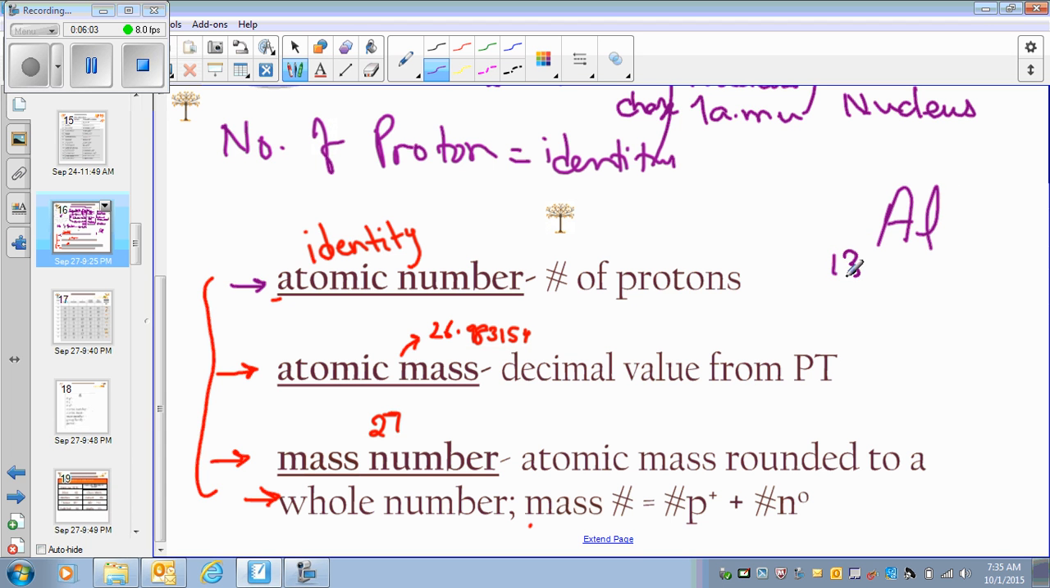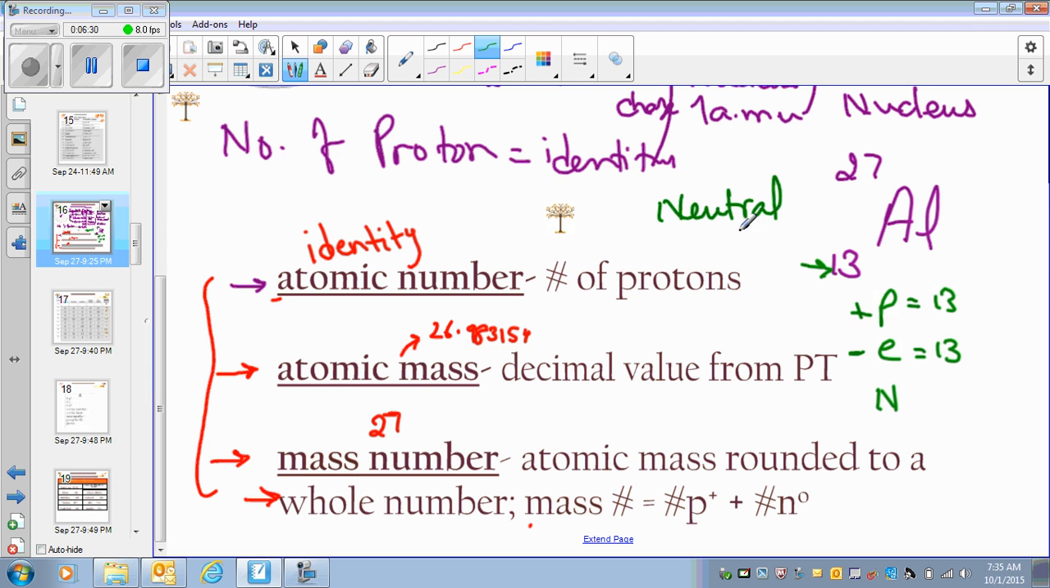Aluminum is 13 27. So let's calculate the number of protons, electrons, and neutrons for aluminum. Atomic number is the number of protons, so it has 13 protons. If it has 13 protons, it must have 13 electrons, because protons are positive, electrons are negative. They both have to be equal to get the atom neutral. This aluminum has no charge on it. That means it is neutral. So if it is neutral, it has equal positive and negative.